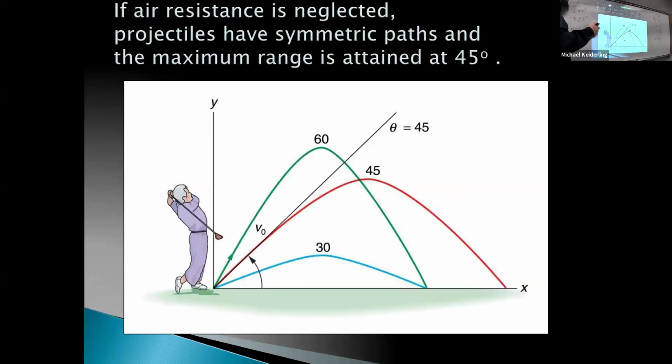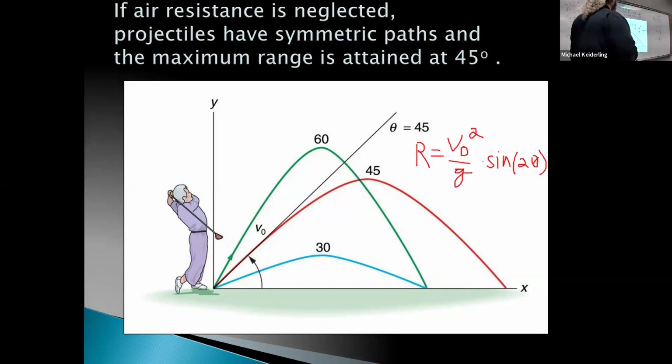And one of the things that will happen because of this combination of vertical motion and horizontal motion, if air resistance is neglected, is that if you fire projectiles at the same speed at various angles, you will get maximum range at 45 degrees. And if the two angles add up to 90 degrees, the projectile will travel the same distance. So the equation for range is this: initial velocity squared over g times the sine of twice the angle. You don't need to know that equation.